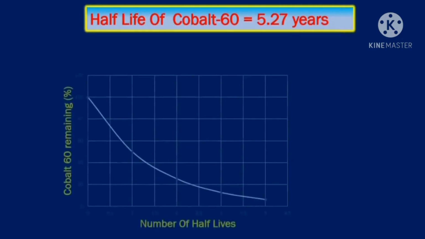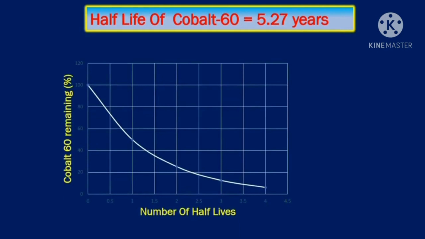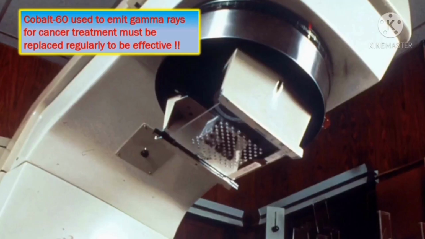And as you can see in this graph, the percentage of cobalt-60 that is remaining as time progresses is exponentially decreasing, which means cobalt, which is widely used for cancer treatment, has to be replaced regularly in order to be effective. And for this, differential equations is very useful.